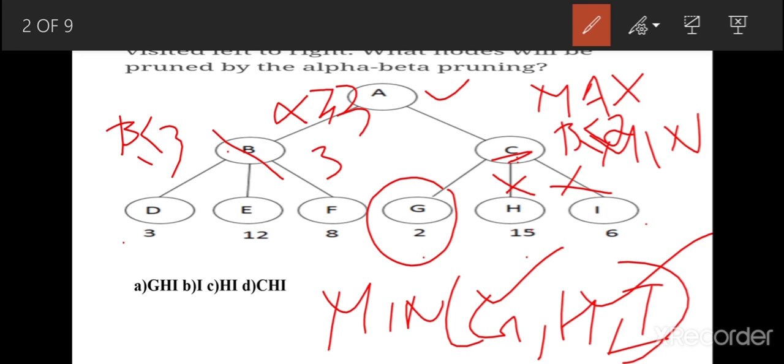So the value of root node A will be 3. That is the maximum of B comma C, which is 3 comma 2, so the root node becomes 3.